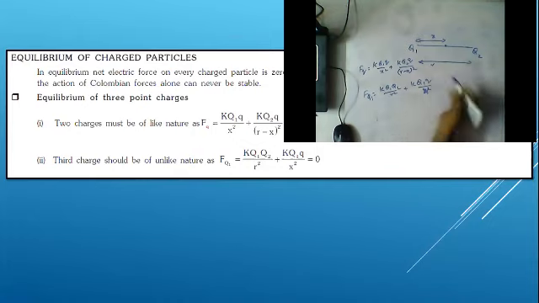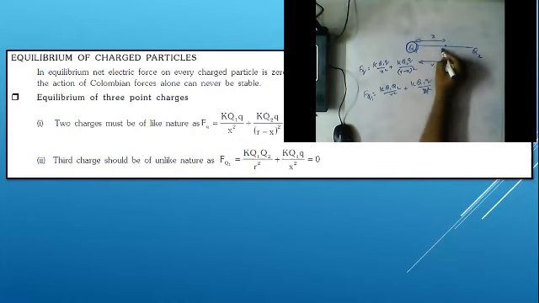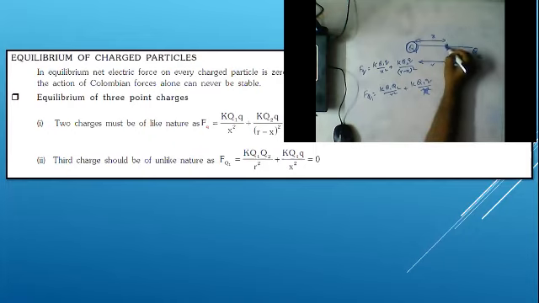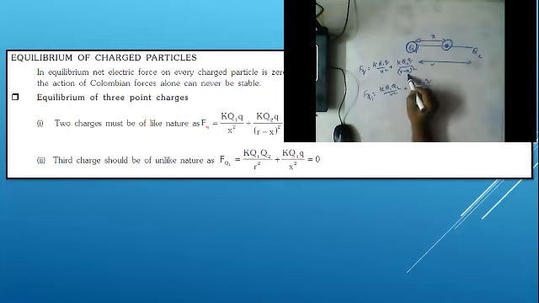The force on q1, with respect to this q1: what is the force between these two? It is k into q1 q by x square. Next, what is the force between these two charges? k into q1 q2 by r square. If the force is considered with respect to this particle, the formula is k q1 q by x square and k q2 q by (r minus x) square. If we require the force with respect to this particle, we can write it as k q1 q2 by r square plus k q1 q by x square.